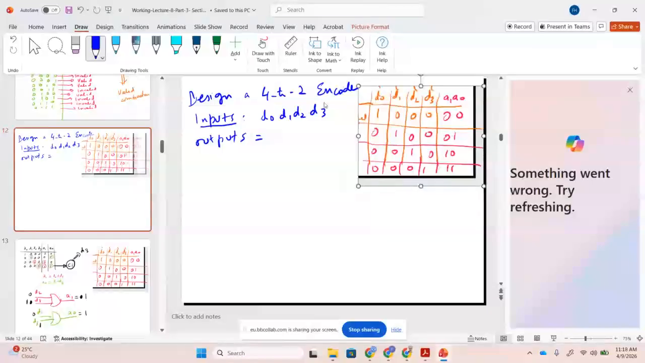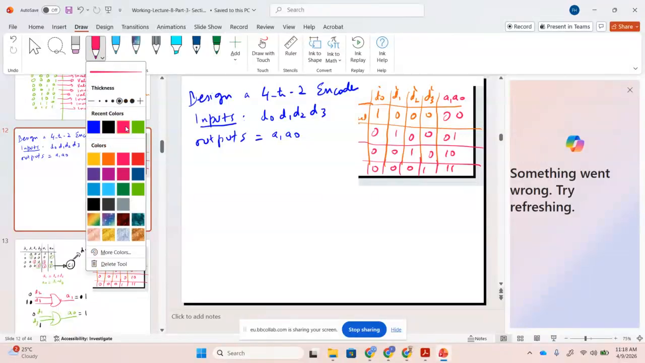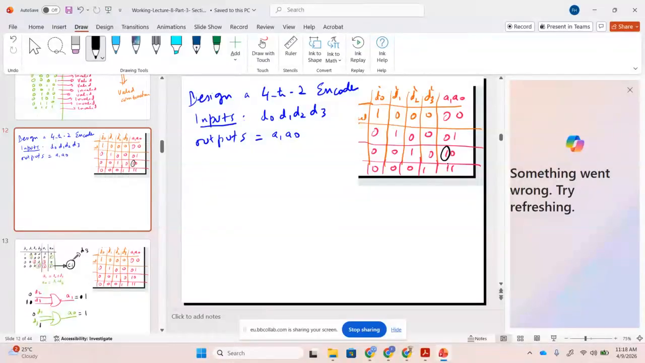Got it? So the inputs are D0, D1, D2 and the outputs are A1 and A0. Clear or not clear? Okay, now look at here. Now we are looking at A1. Can you see here? This is A1. Now I'm using a black color. Now we want to design for A1.